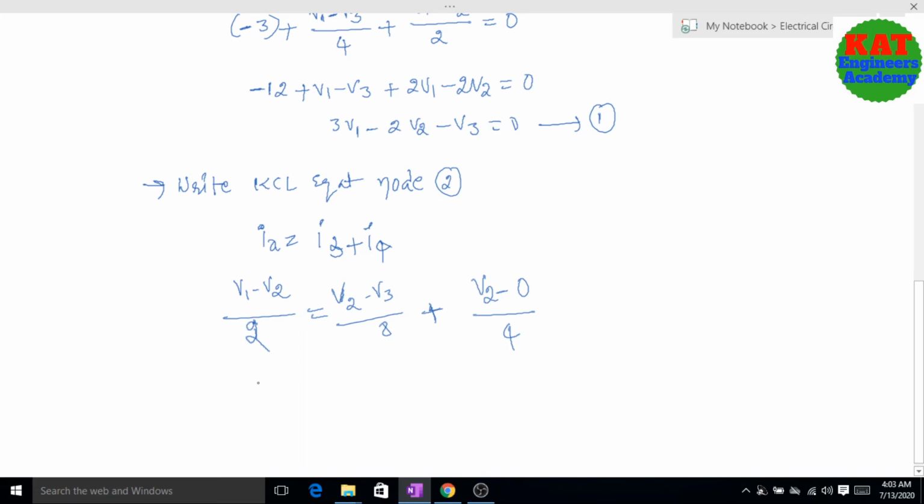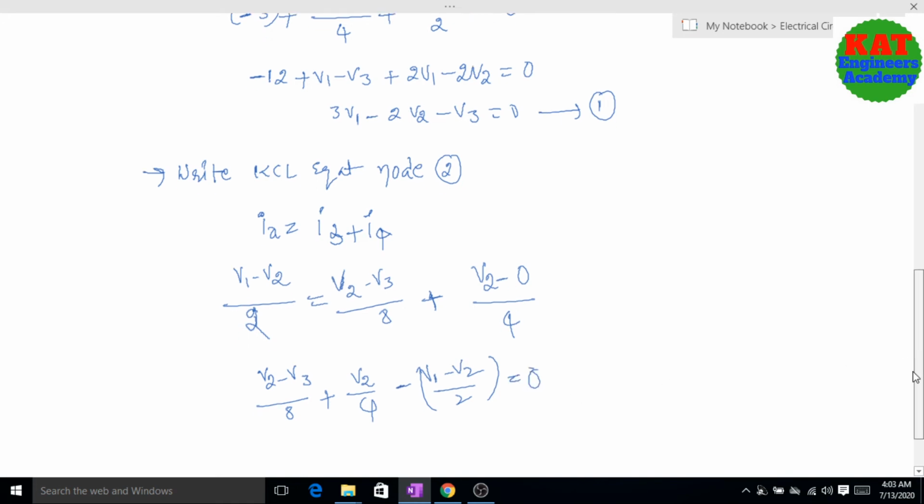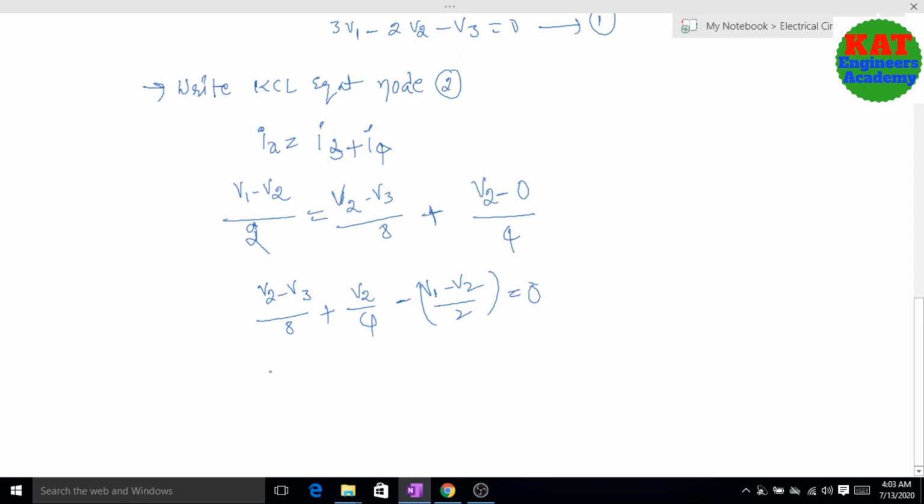So by simplifying we'll get the answer, otherwise you can simplify it right now. Finally we get V2 minus V3 by 8 plus V2 by 4 minus V1 minus V2 by 2 equal to 0. Okay, so the LCM is 8. So V2 minus V3 plus 2V2 minus 4V1 plus 4V2 equal to 0.